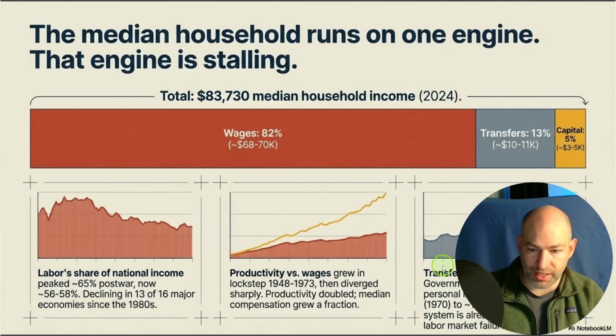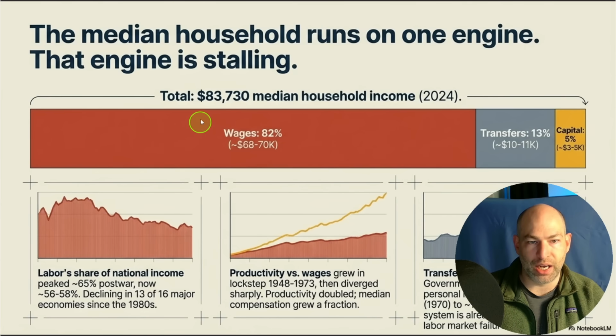And then the other thing is that transfer dependence is rising. So government transfers as a share of personal income grew from 8% in 1970 to 18% in 2022. And it's actually much higher in more socialized nations like Norway and Germany. The fiscal system is already compensating for labor market failure. So this is what I mean when I say post-labor economics started a long time ago.